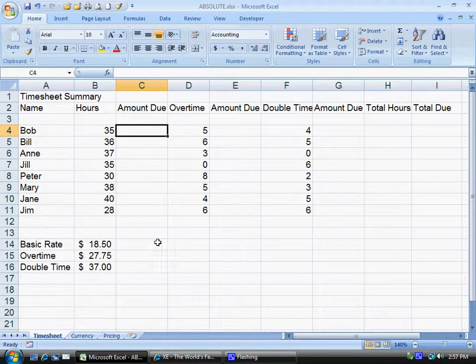Hi, welcome back again to Intermediate Excel 2007. This is lesson number 8, Absolute and Relative References Part 2. We're in a workbook called Absolute and we're on a worksheet called Timesheet.